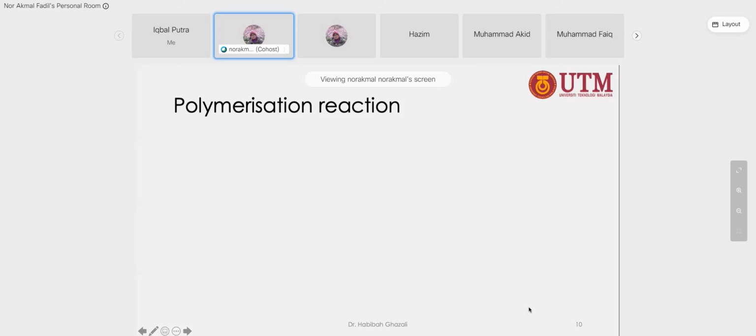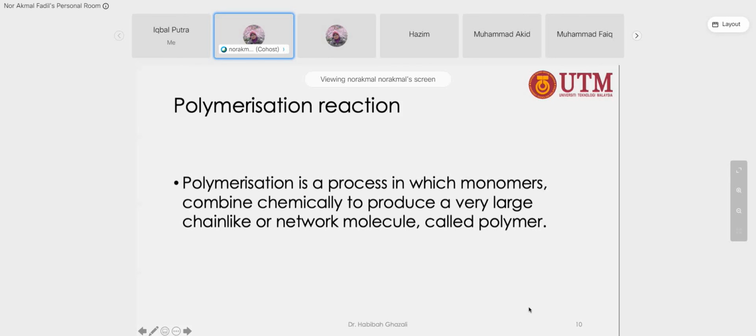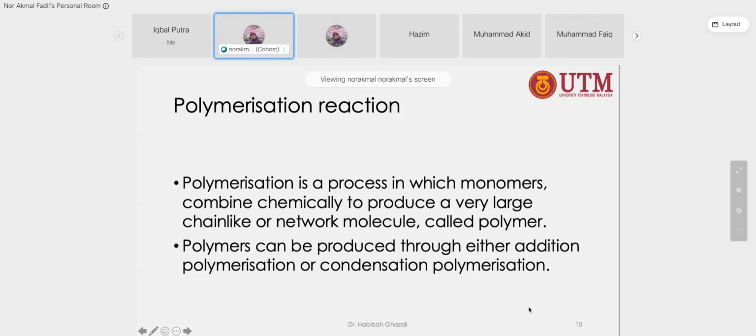When we talk about the formation of polymer, how we synthesize the polymer, it is actually through the polymerization reaction. The polymerization reaction is a process in which the monomers combine together by chemical bonding to produce a very large chain-like or network molecule, which we call polymer. The polymer can be produced through either number one, addition polymerization, or number two, condensation polymerization.